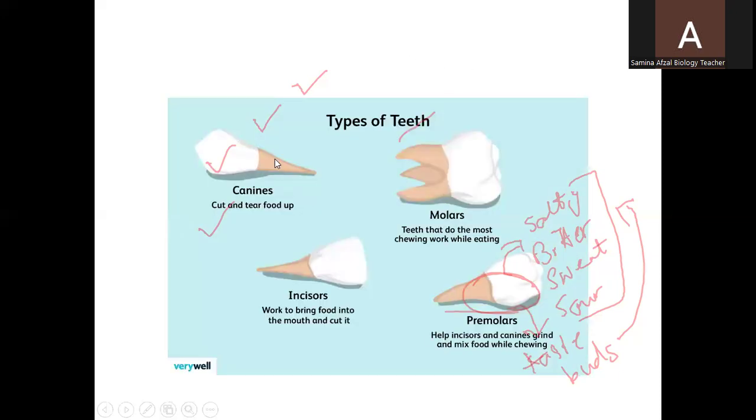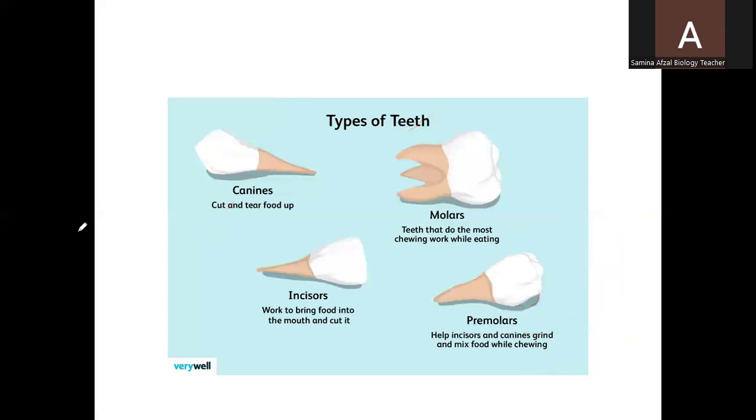In this way, the teeth are arranged in the upper and lower jaw, and the structures of the different types of teeth are, first of all, the front teeth are incisors, and their function is to cut the food or to take a bite. And the second type of teeth, which are next to the incisors, are canines. They are used to cut and tear the food.